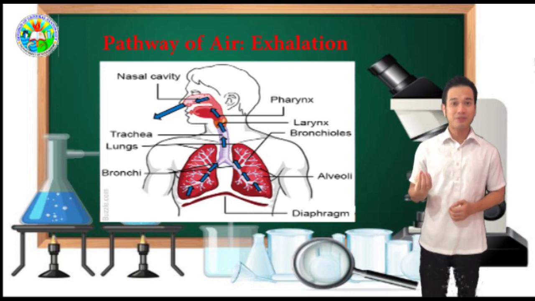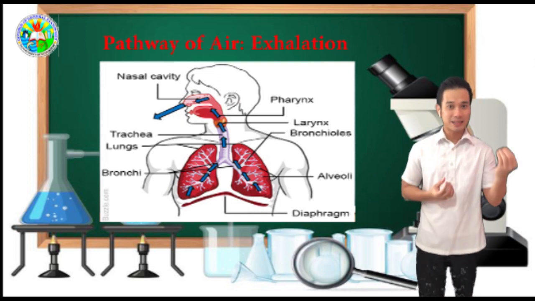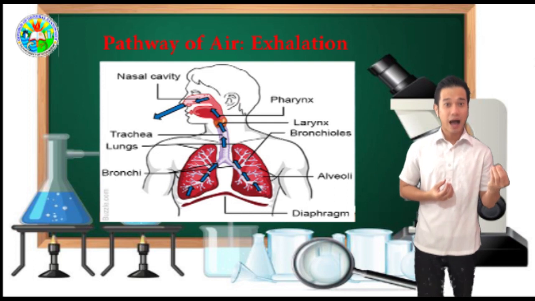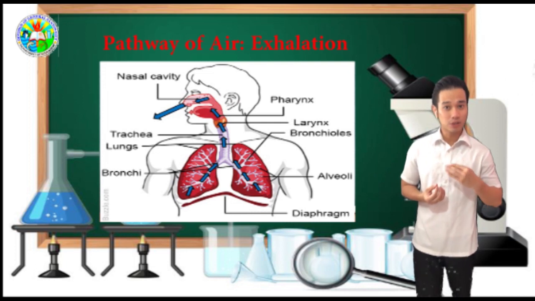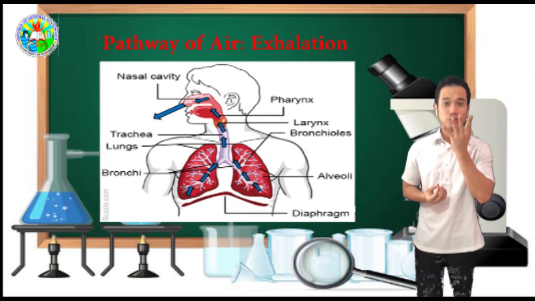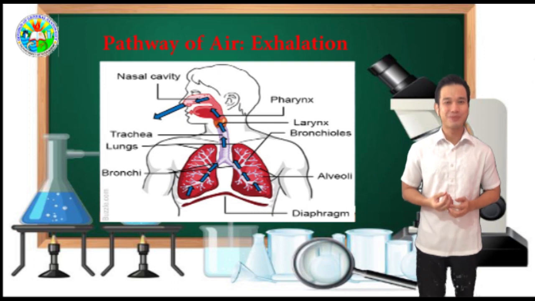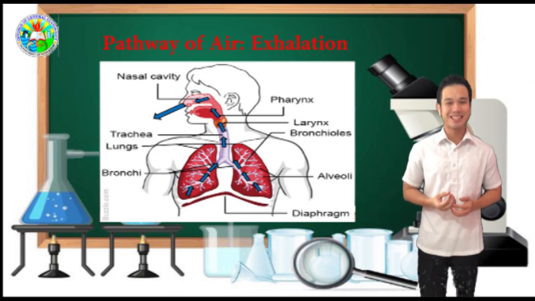When the oxygen from alveoli enters the capillaries, this organ in exchange will give off carbon dioxide and send it to the alveoli. This gas will then travel to the bronchioles, to the bronchi, up to the trachea, larynx, then pharynx, then to the nasal cavity, and then out to the nose and our mouth. Very easy, right? I do hope you clearly understand the flow of air in our respiratory system.